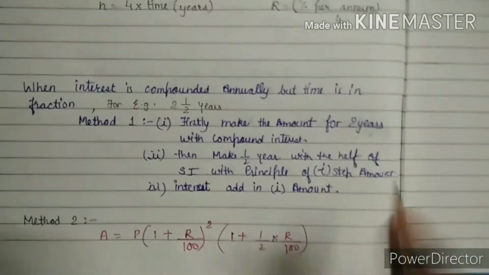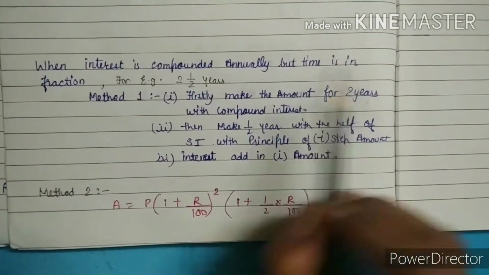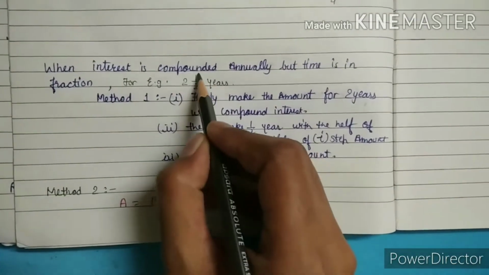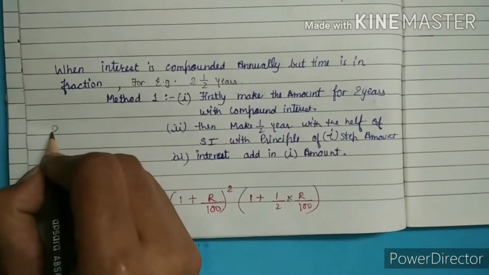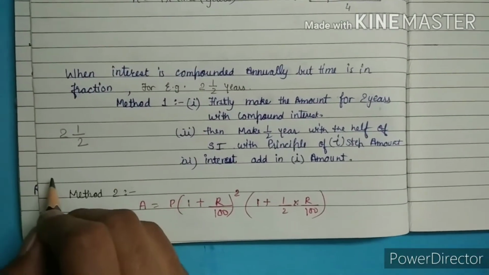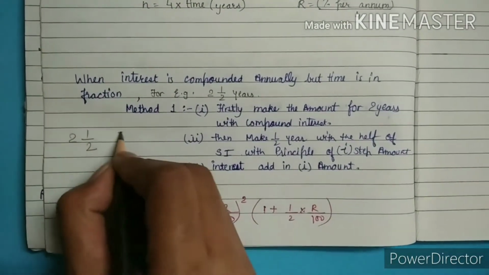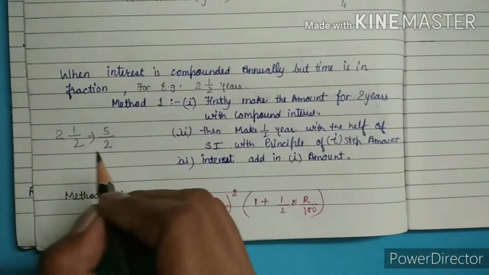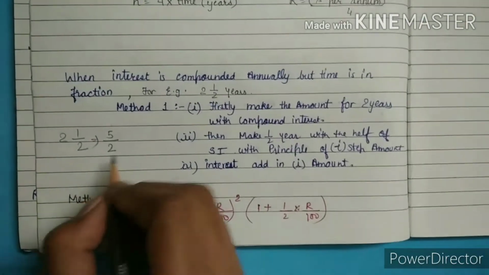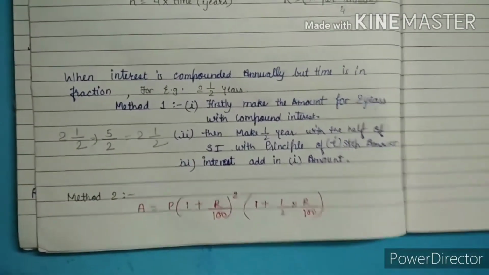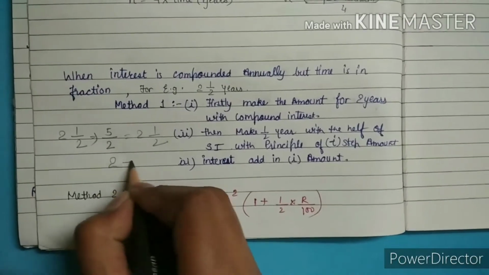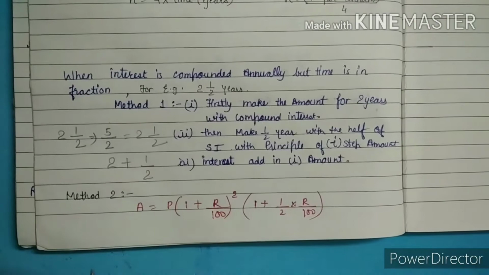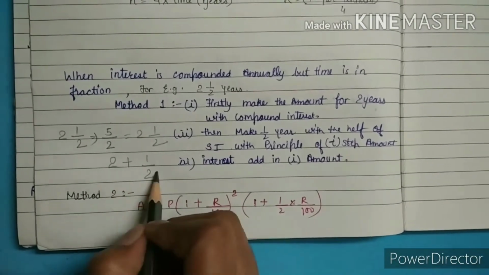Now one more thing is there. When interest is compounded annually, but time is a fraction, like 2 1 by 2, when you convert this mixed fraction into an improper fraction, 2 twos are 4 plus 1, 5 by 2. It will not reduce further, so again we get 2 1 by 2, or it can also be written as 2 plus 1 by 2. So there are two methods for solving compound interest for this time period.